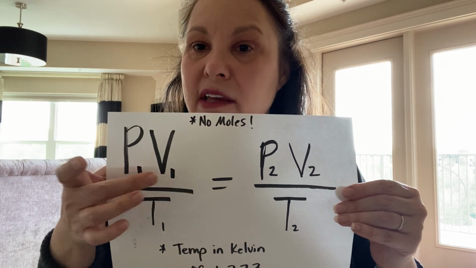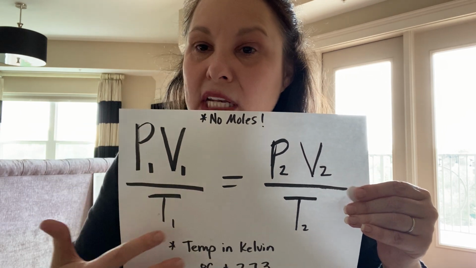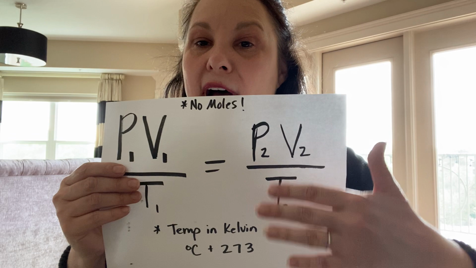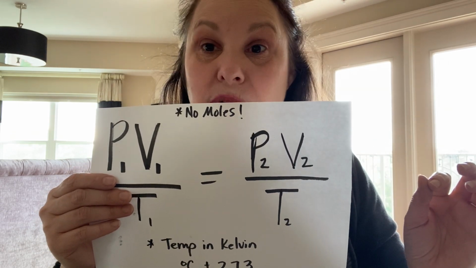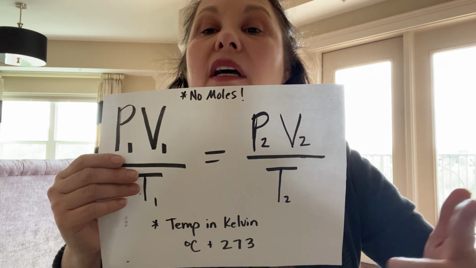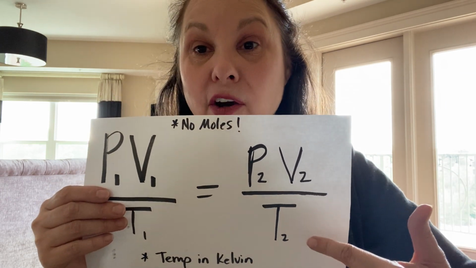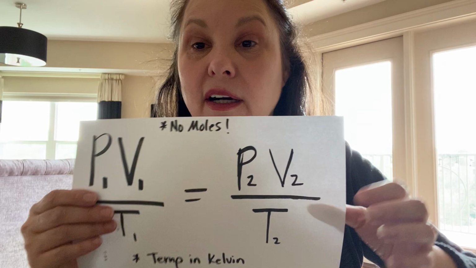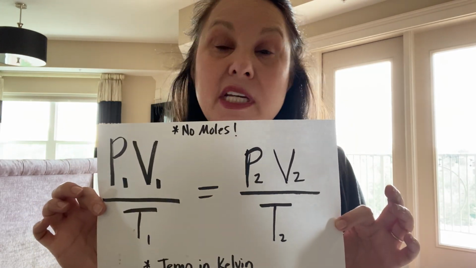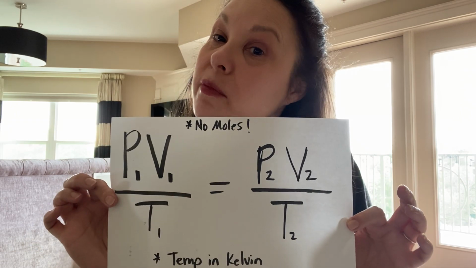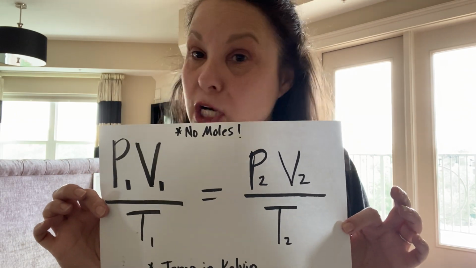Okay? P, V over T, all initials, equals the final pressure, volume over temperature. And again, hate to beat it with a stick, but your temperature has to be in Kelvin. Okay. This is the no moles formula. Still deals with pressure, still deals with volume, still deals with temperature, but no moles.